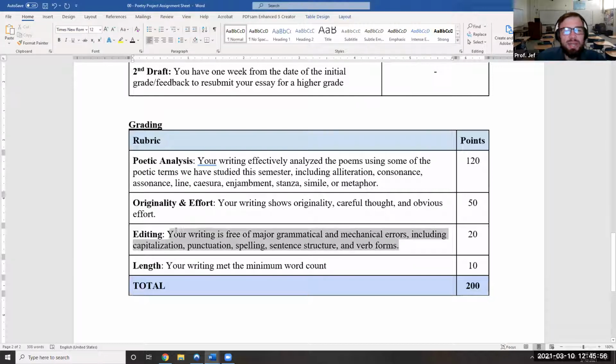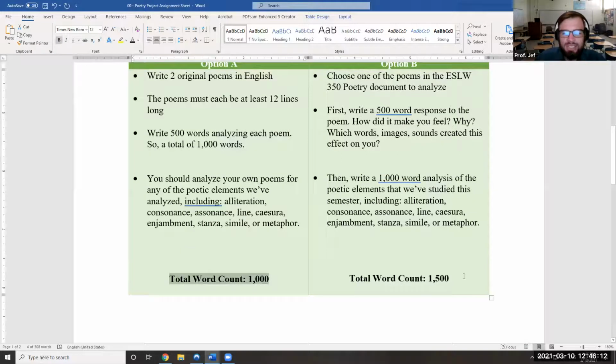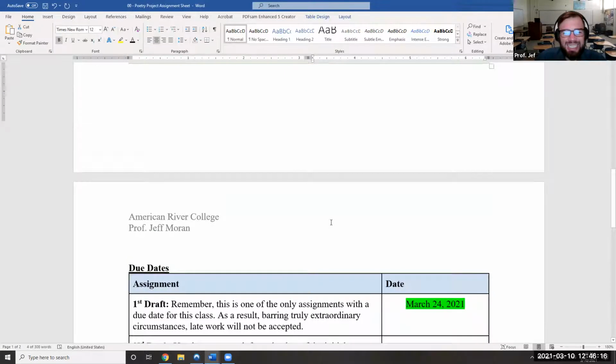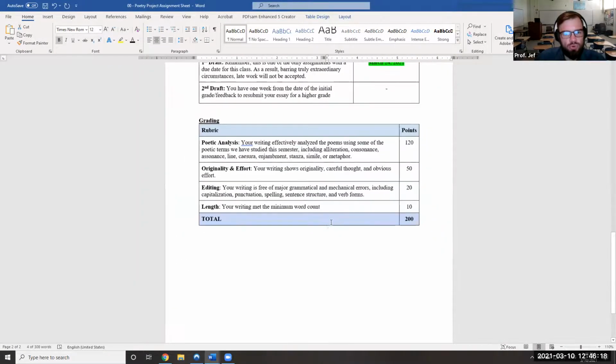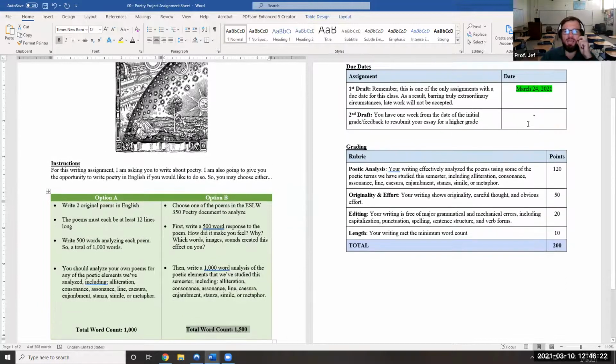Editing, 20 points. Your writing is free of major grammatical and mechanical errors, things like capitalization, punctuation, spelling, structures, verbs. And word count, right? You're writing the minimum word count. So only 10 points for reaching the minimum word count on this essay. And remember, option A, the minimum word count is 1,000. Option B, the minimum word count is 1,500 words. So those are the instructions, the due dates, and the grading rubric for this project.